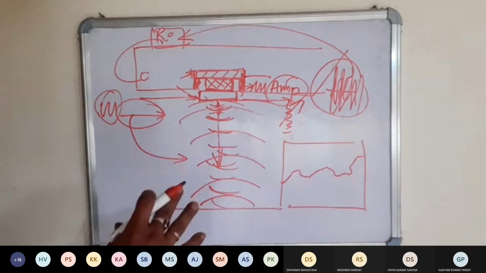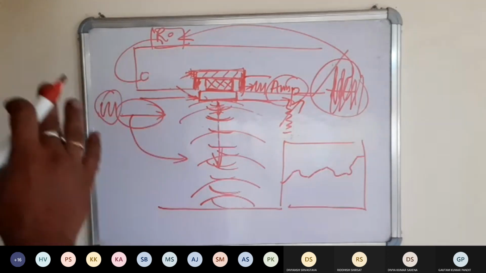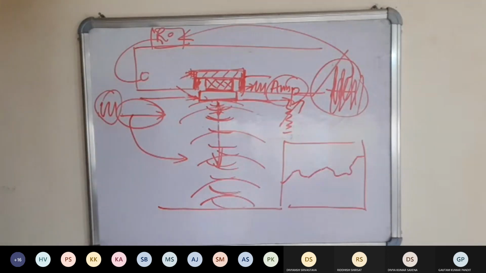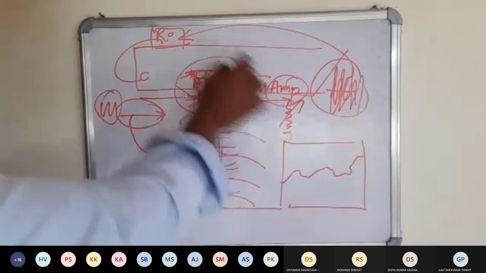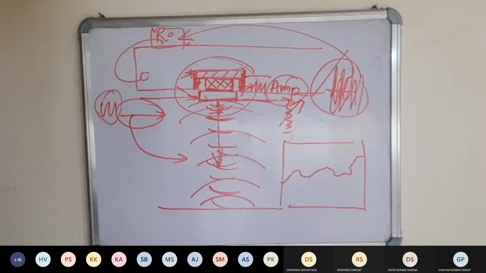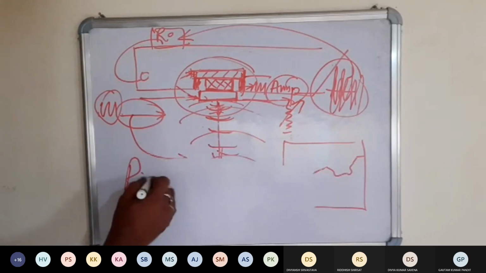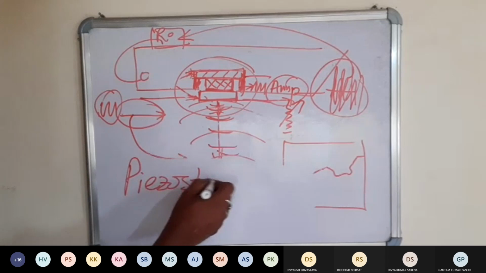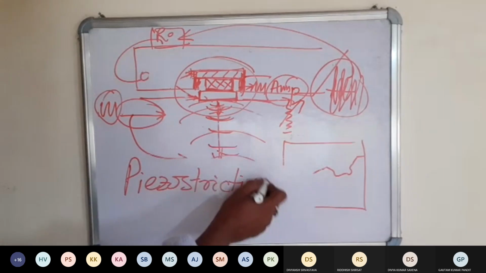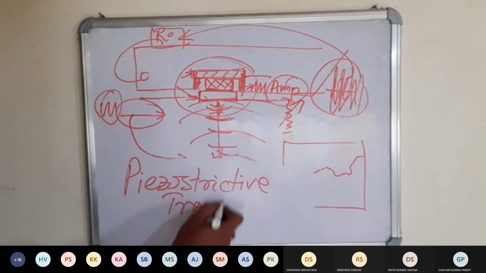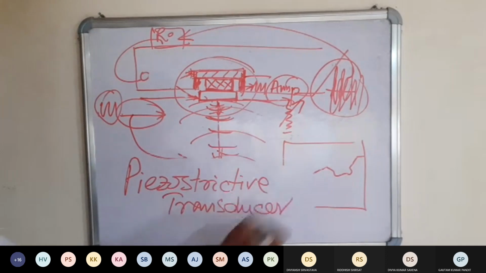So this is how the electrostatic transducer is working. Since it is working on the piezoelectric effect, this transducer is also known as a piezostrictive transducer. This type of device is also known as a piezostrictive transducer.